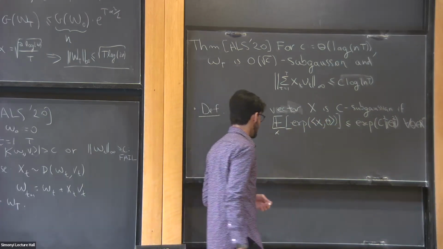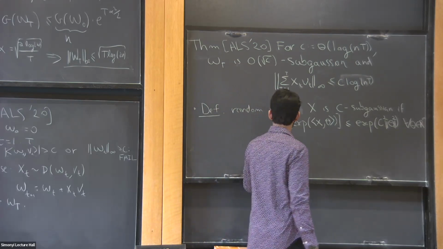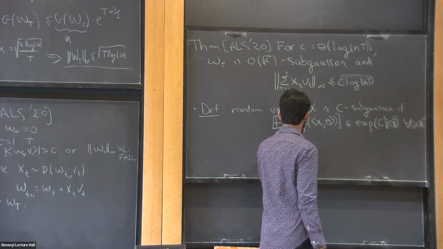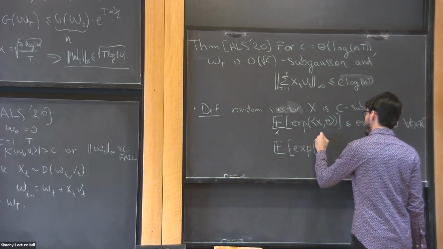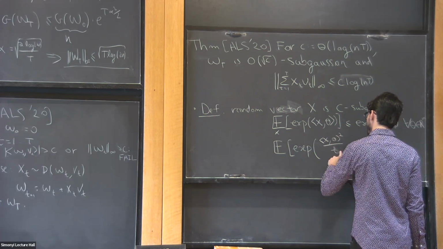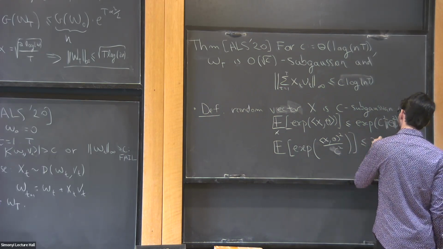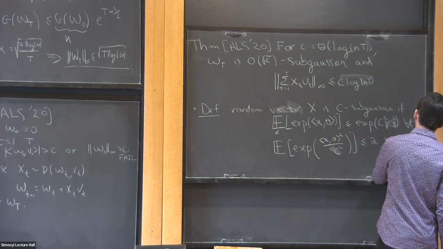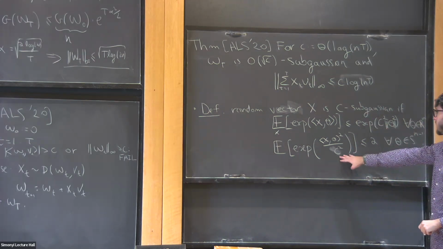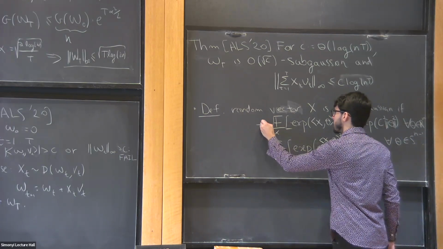There are a few other definitions. I'll give you another one that will come up later, but it won't be useful right now, so I'll just leave it written here. I'll also need the equivalent one, for all unit vectors theta. It happens to be equivalent up to a constant factor in this constant. For now, I'll just focus on this one.